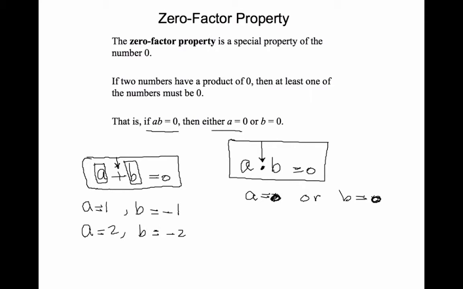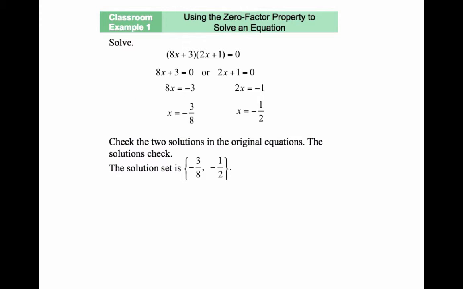And from there, we can conclude that if A times B is equal to 0, then either A is equal to 0 or B is equal to 0. So it says if two numbers have a product of 0, then at least one of the numbers must be 0. So that should make sense, right? So let's take a look at some examples here.